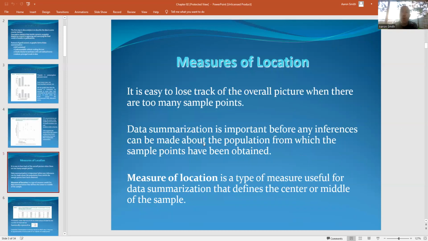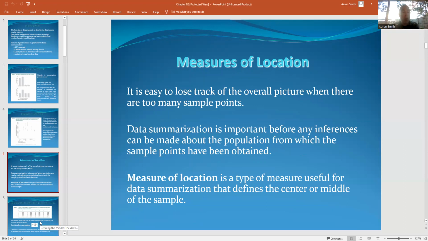Now, measures of location. It's easy to lose track of the overall picture when there's a lot of data to work with. Data summary is important before any inferences can be made about the population from which we drew the data. A measure of location is a type of measure useful for data summarization that defines the center or middle of the sample. The deeper you dig into this, the more you'll see that we have conflicting ideas of what the center or middle will be, depending on what's important to you in terms of your data.